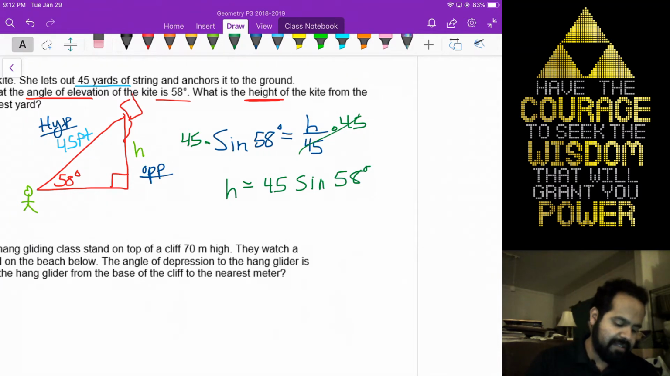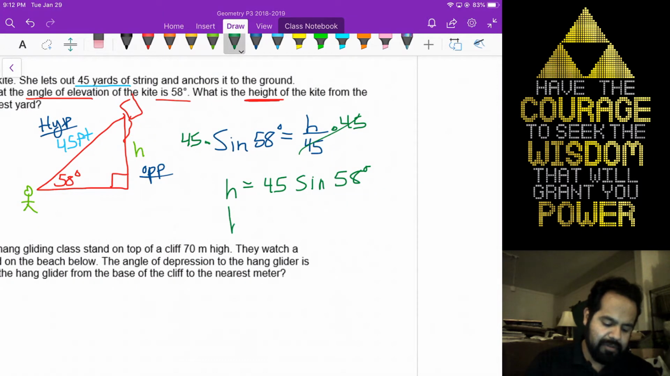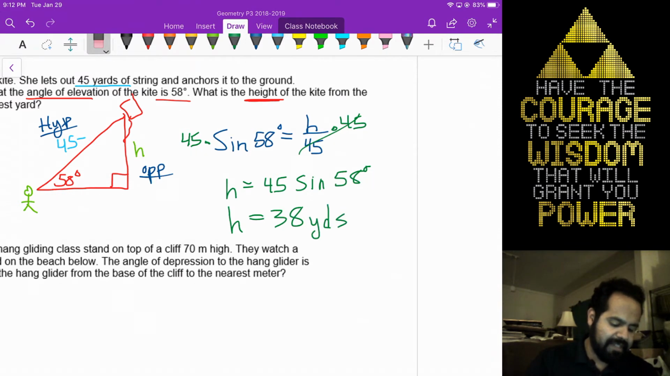Now, what is the height to the nearest yard? So that means I want the whole unit, so that's going to be 38 yards. And I just realized that little mistake there. I put feet instead of yards.